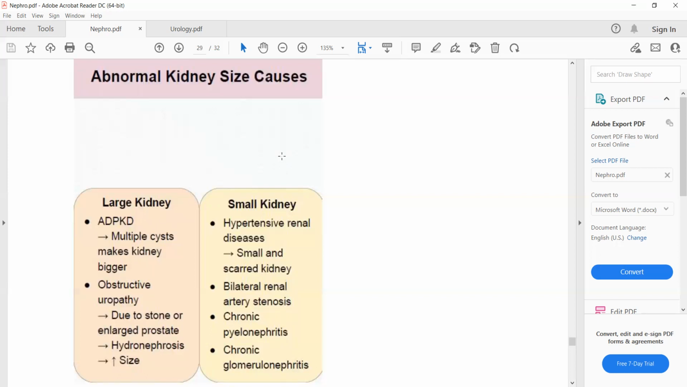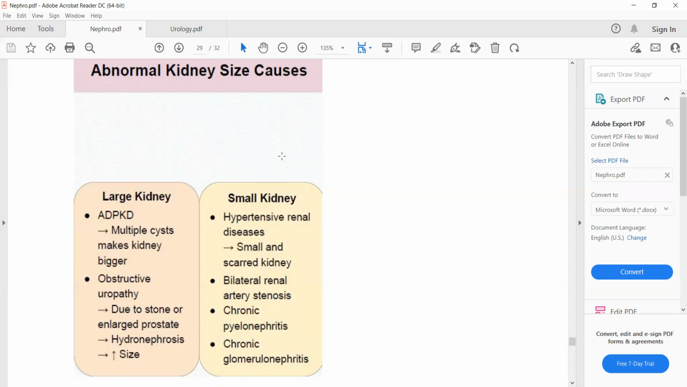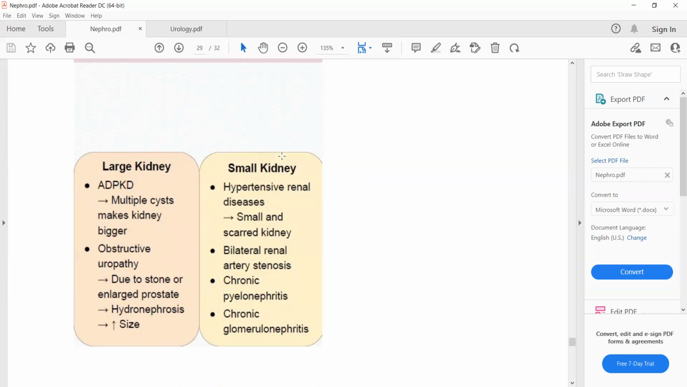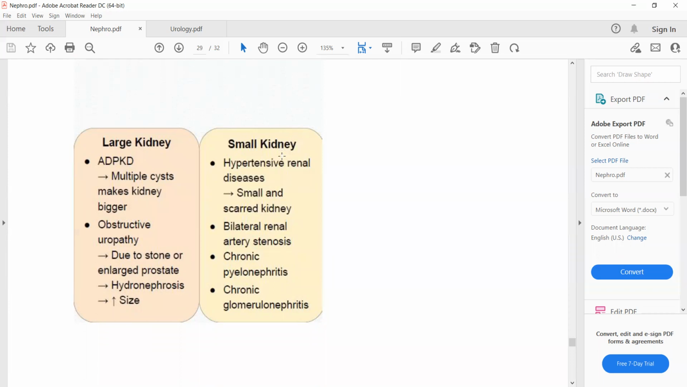So large kidneys on ultrasound can be caused by polycystic kidney disease. It can be caused by prostate hyperplasia or prostate cancer or stones. What about small kidneys?